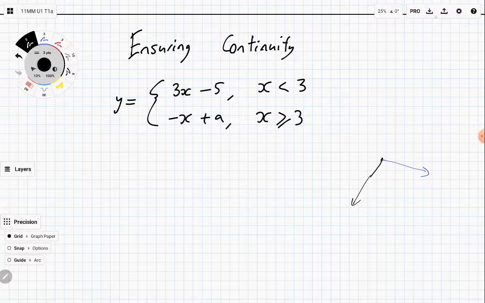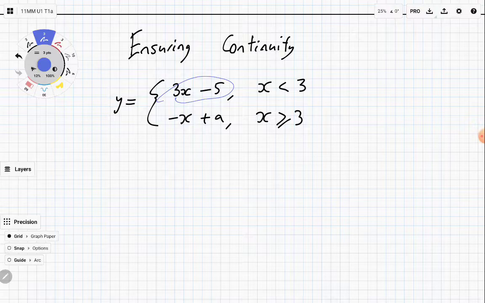So in this question, we've been given a function, in this case y equals, and then a piecewise function, and it asks us to say, well, what does a need to equal for this to be a continuous function? So we just need to have a think about it. Well, this line here is just a perfectly well-defined line, 3x minus 5. That's just a straight line. It is continuous across its entire range. Similarly, this function down here, minus x plus a, is perfectly continuous.